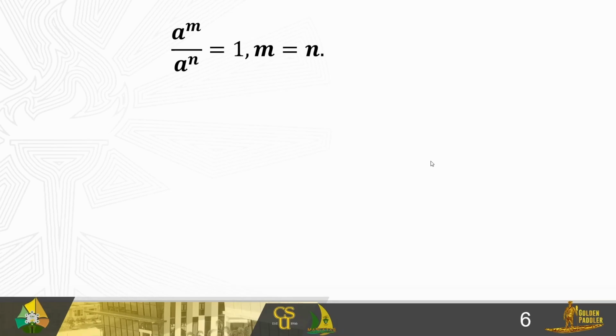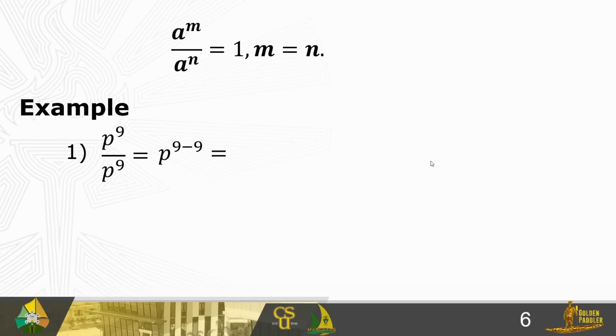So what if the exponent of the numerator and the exponent of the denominator are equal? So we have a to the power of m over a to the power of n is just equal to 1. For example, p to the power of 9 over p to the power of 9 is just equal to p to the power of 9 minus 9, which is equal to 1.